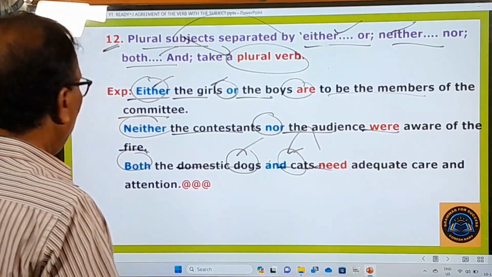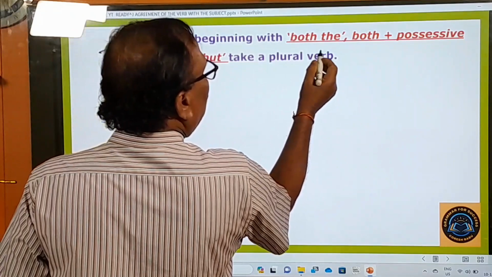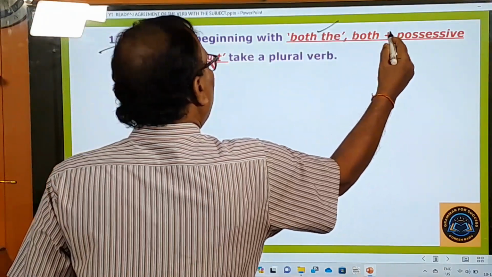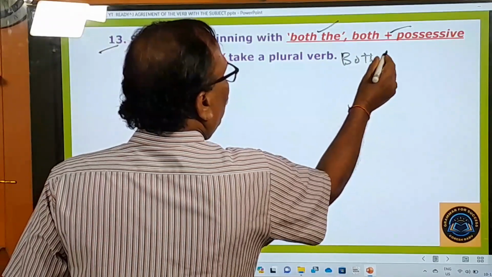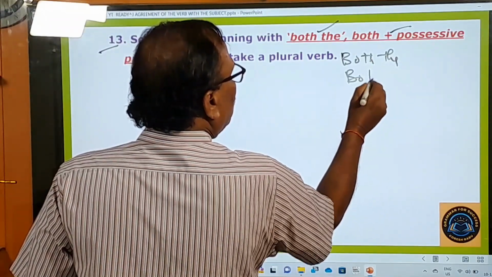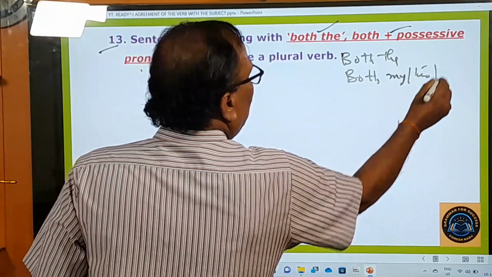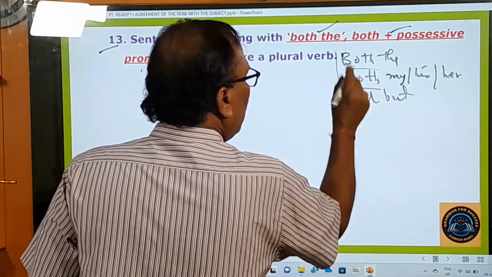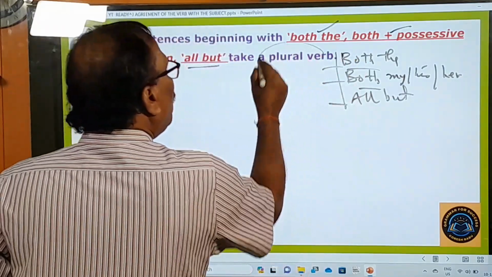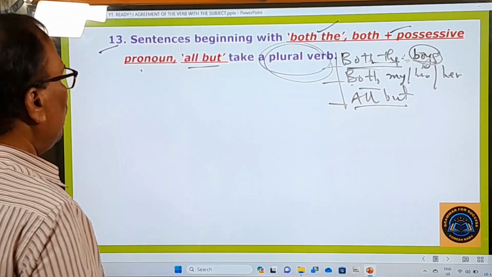Okay, now let's move on to the next rule. The 13th one is: sentences beginning with both the, both the possessive pronoun, and all but. Both the possessive case means both my, both his, both her, something like that, and all but. These three take a plural verb after them. This is also a very important rule from your examinations point of view.